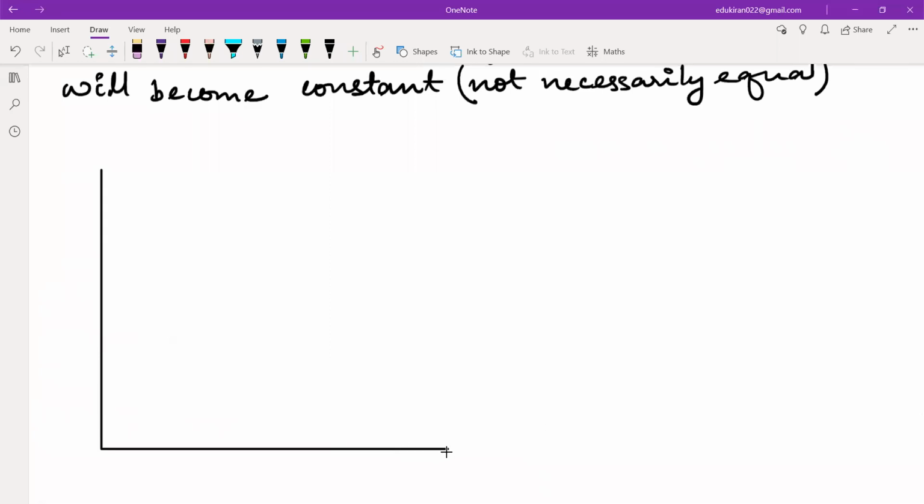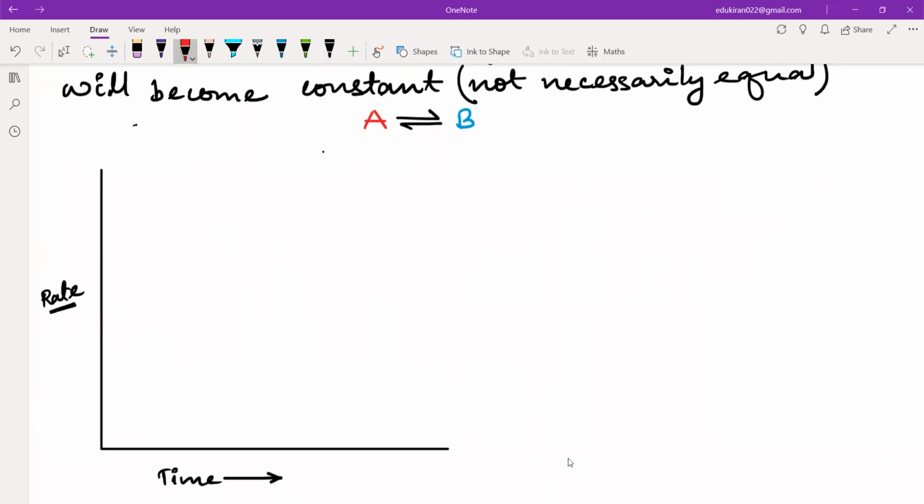So first of all, we will plot the graphs of the rate. The rates are equal. Let me say there is a reaction like this: A is going to give you, let us say, B. And in this, we will have time here. As the time proceeds, the reaction will proceed. And here we'll be writing the rate.